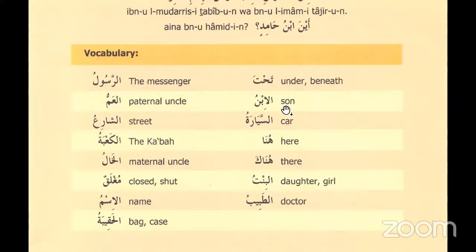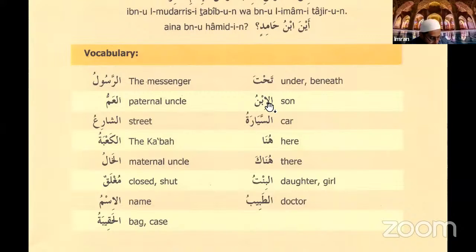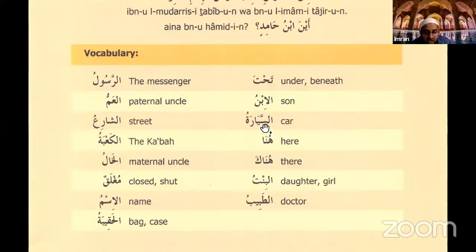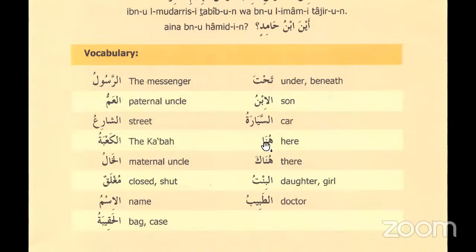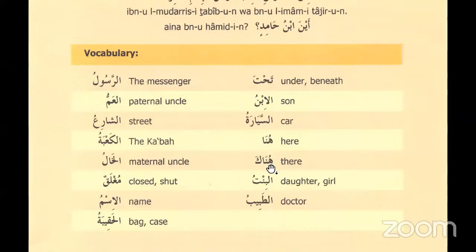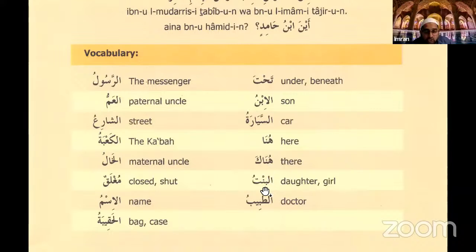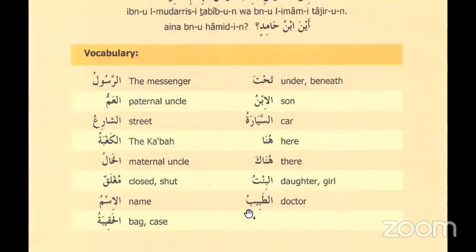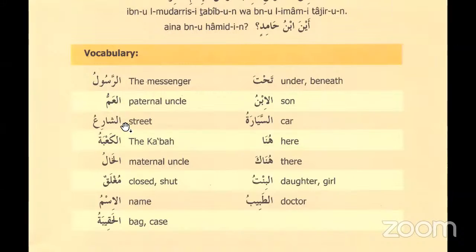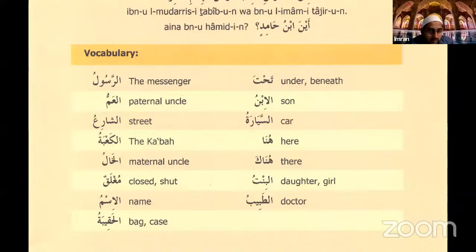Al-ibnu. Al-sayyaratu, the car. Huna, here. And hunaka, there. Al-bintu, daughter or girl. At-tabibu, doctor. Ar-rasulu, the messenger. Al-ammu. Ash-shari'u. Correct.